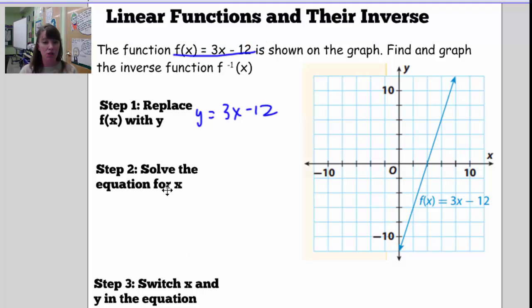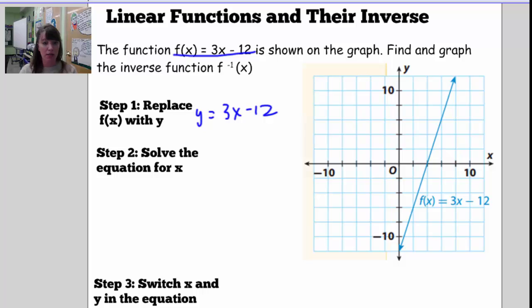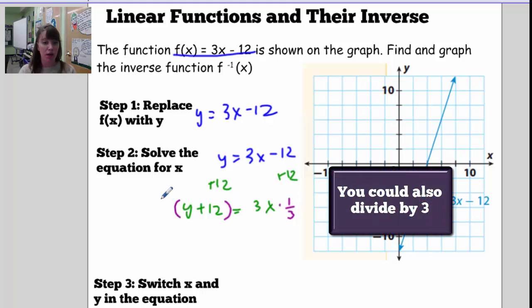Then the next thing we're going to do is solve the equation for x. So here y is equal to 3x minus 12. I'm going to add 12 to both sides. So I have y plus 12 is equal to 3x. And now I want to multiply each side by 1/3 because that gets rid of the 3 as a coefficient. So here 1/3 and 3 are going to cancel.